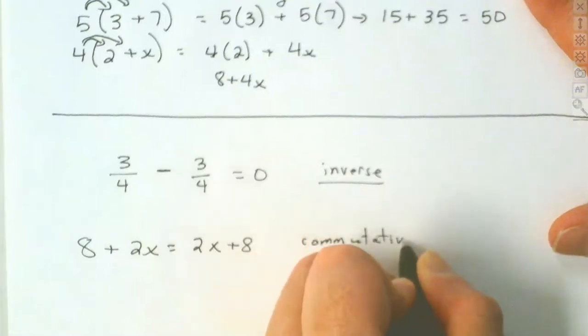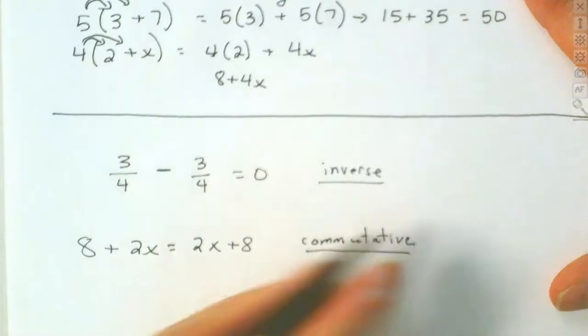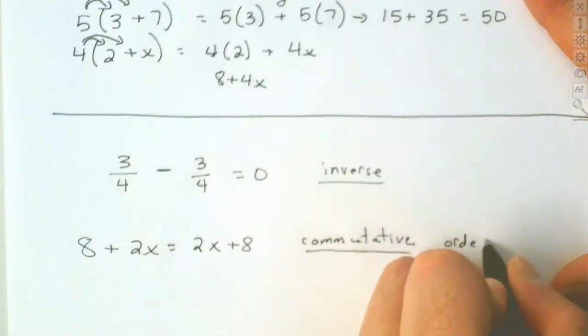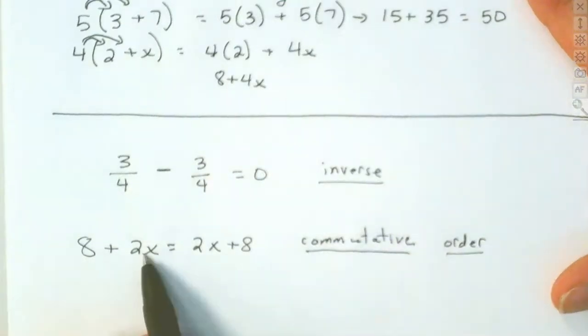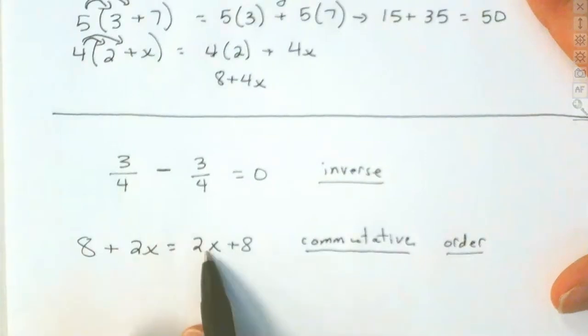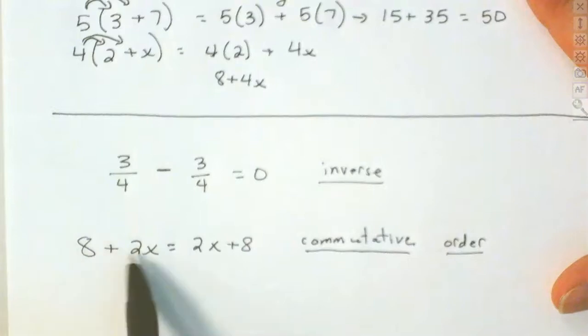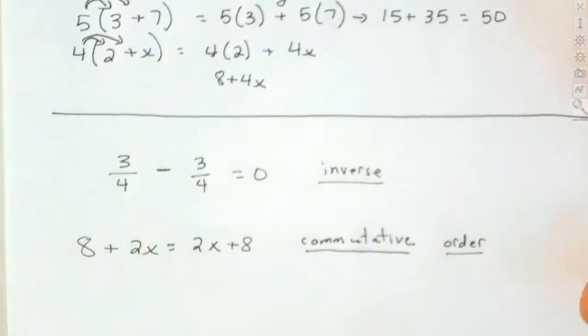Right? Why is it commutative property? Because I changed the what? Order. 8 plus 2x is going to be the same as 2x plus 8. All I did was I switched the order. When you switch the order, that is the commutative property.